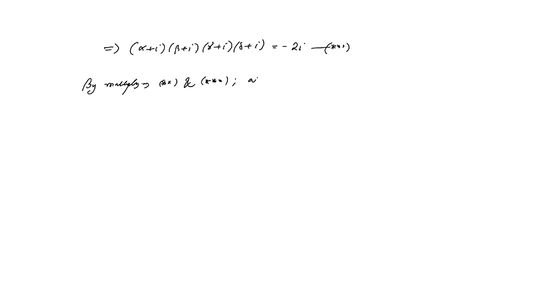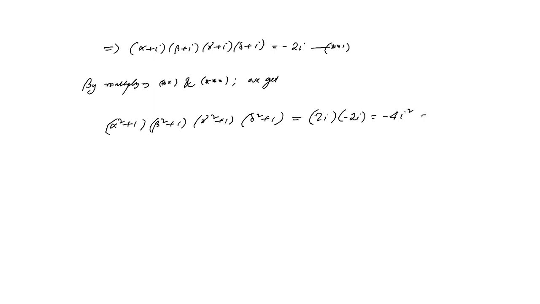what we get on the left side is (alpha square plus 1)(beta square plus 1)(gamma square plus 1)(delta square plus 1), because (alpha minus i)(alpha plus i) will be alpha square plus 1. So on the right side this is 2i multiplied by minus 2i, that means minus 4i square, so that means 4. Therefore the value of (alpha square plus 1)(beta square plus 1)(gamma square plus 1)(delta square plus 1) is 4.